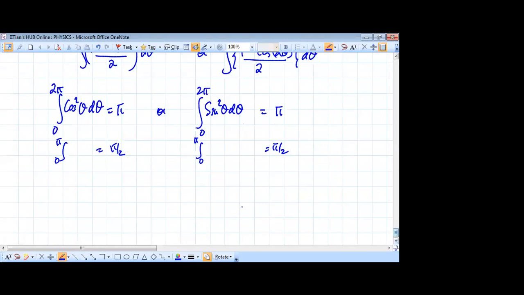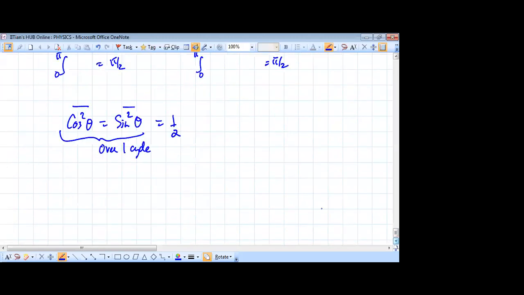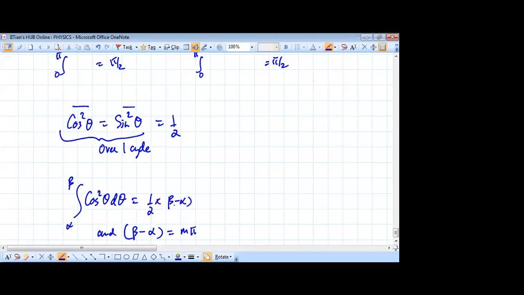The reason for this is that the average value of cos square theta is equal to the average value of sine square theta over one cycle, and that is equal to half. So if we are doing integration of cos square theta d theta from, let's say, alpha to beta, and beta minus alpha is a multiple of pi, we will always get this as the average value into beta minus alpha, or the average value into m pi.